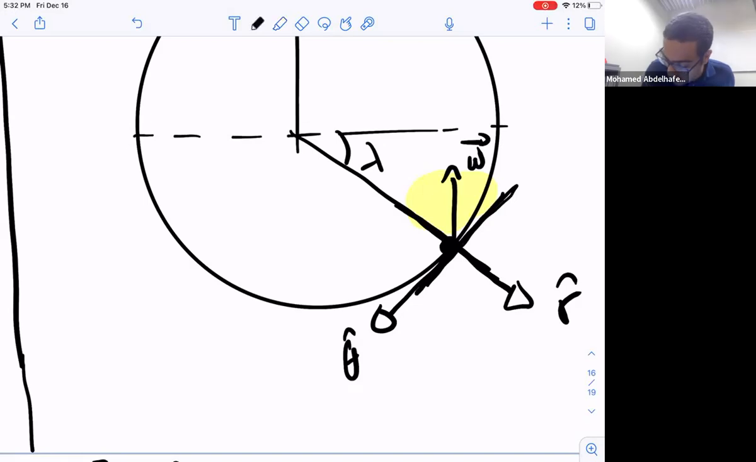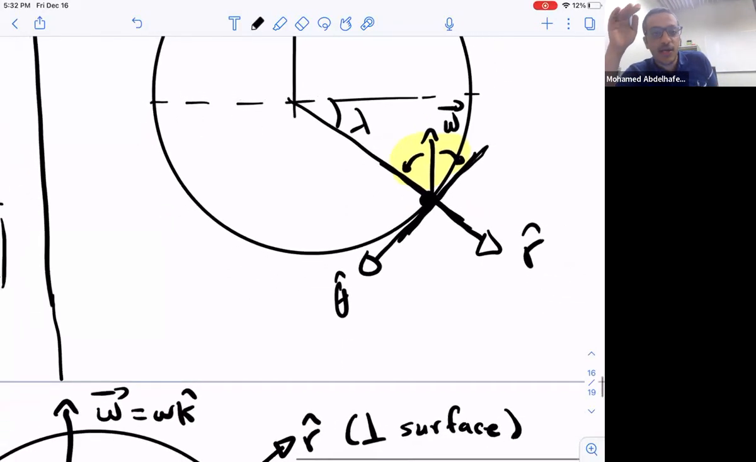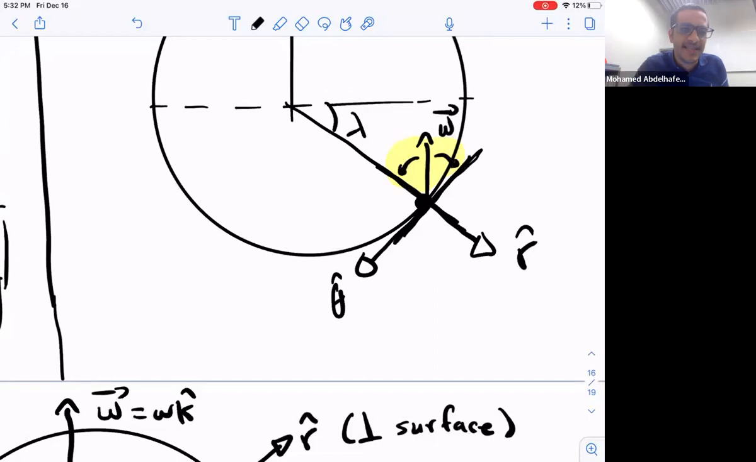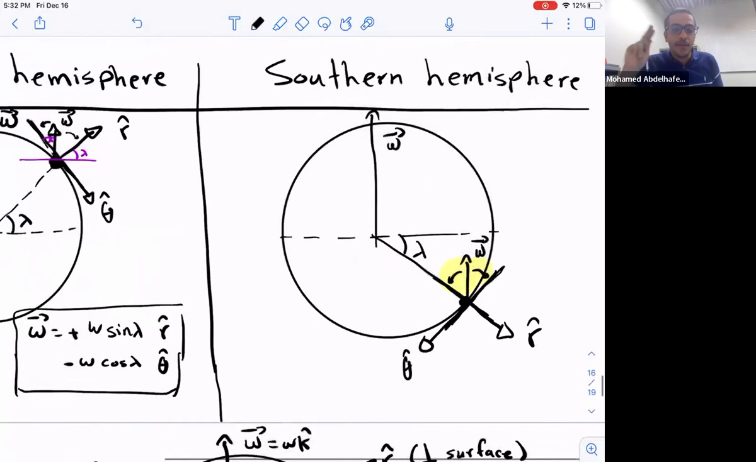If you decompose it into theta, you still get a negative theta component. It's against theta. If you decompose it to radial, now you get a negative radial. It's inwards. That's the difference. And just to save time because I need to go soon, you can follow the same kind of geometry here and we'll find exactly the same result except for this minus. In the southern hemisphere, the component of omega radially is inwards, is negative. But in the northern hemisphere, it was positive r hat. In the southern, it will be negative r hat.